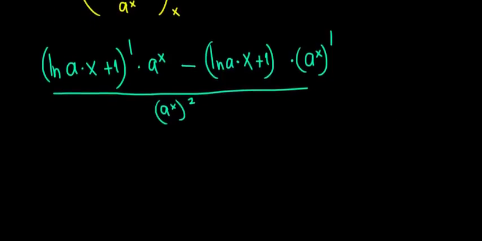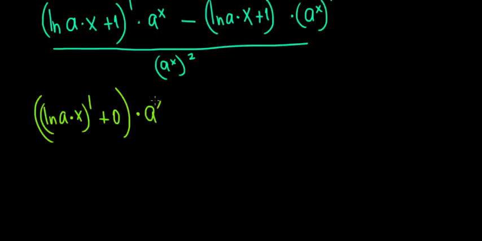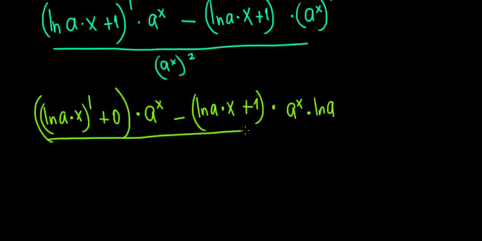Alright, let's keep going. What is ln of a times x plus 1 derivative? Well, that will be ln of a times x derivative plus 1 derivative, which is just 0. That's from the first term, multiplied with the second term, a to the power of x, minus ln of a times x plus 1 times a to the power of x derivative. Well, remember, that's just a to the power of x times ln of a, divided by a to the power of x squared.